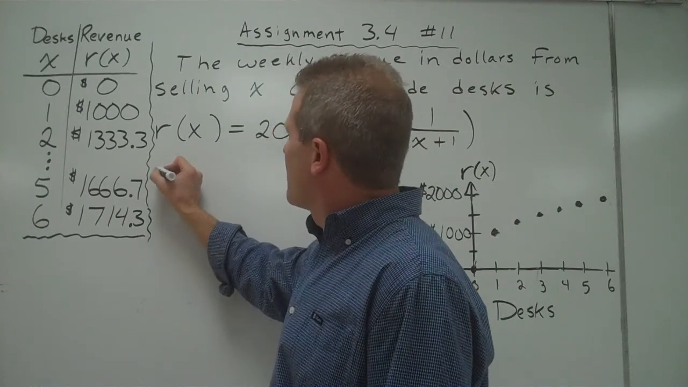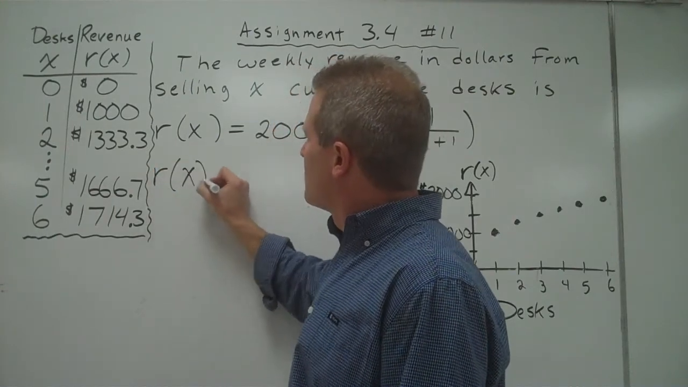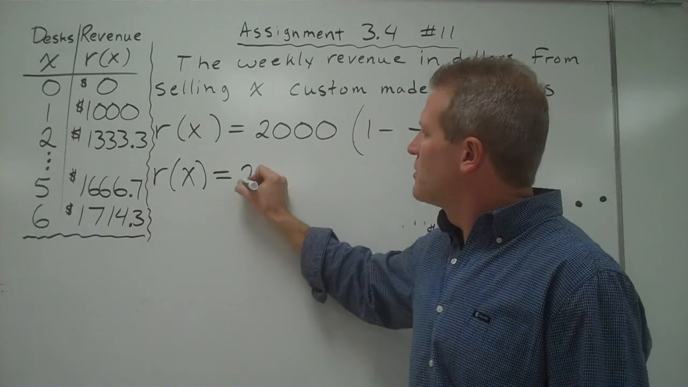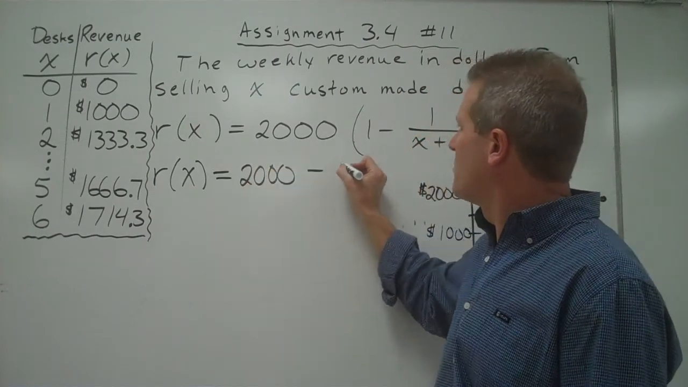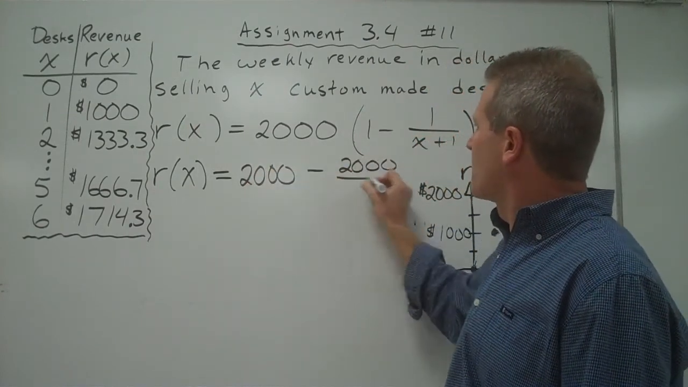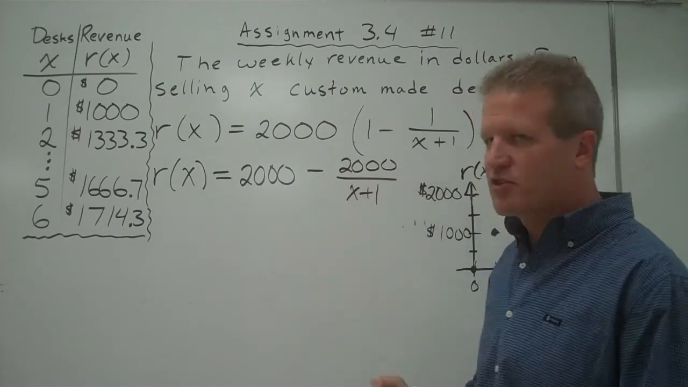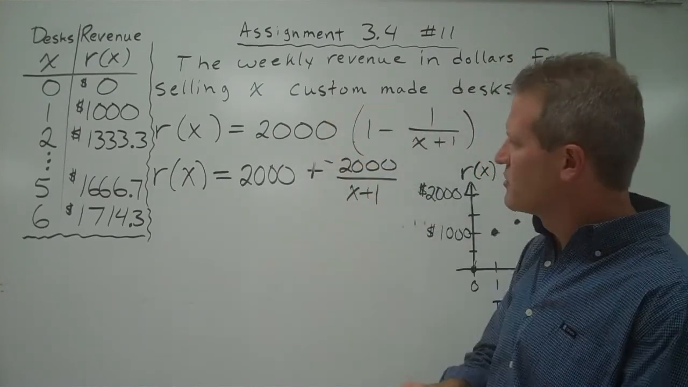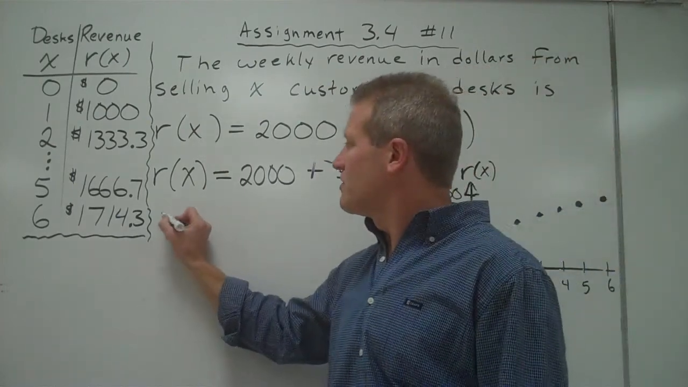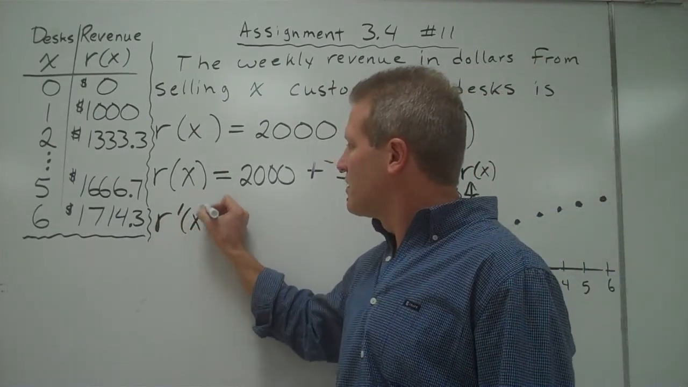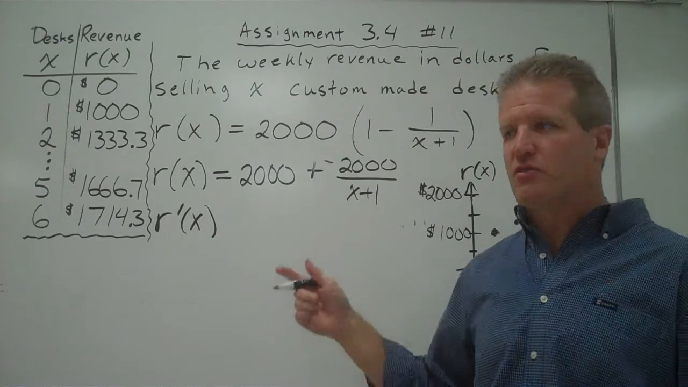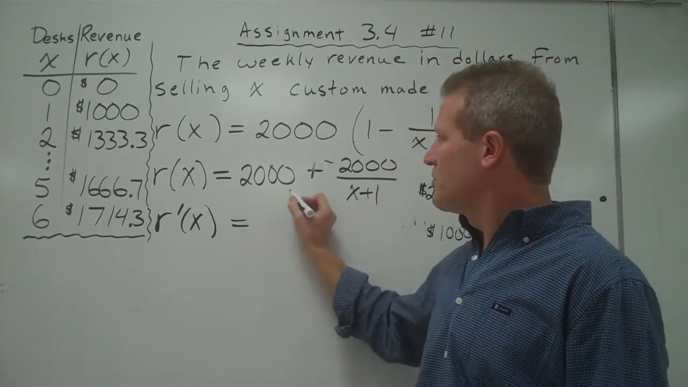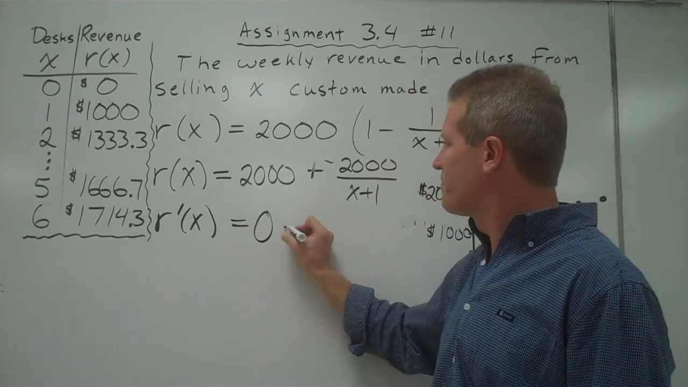So first of all, I could multiply through by 2,000 to get 2,000 minus 2,000 over x plus 1. That's just rewriting the function. I may want to change the minus to plus and negative 2,000. Now I'm going to do the derivative of my revenue function. This will be my marginal revenue function. The derivative of 2,000 would be 0.